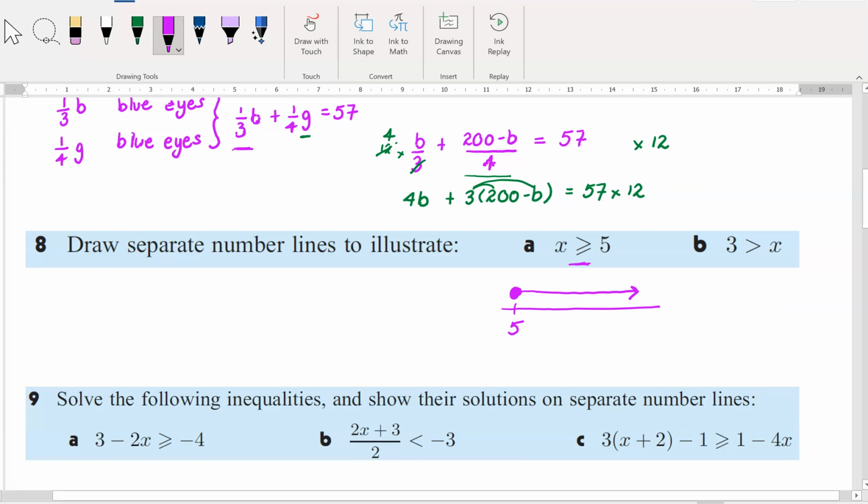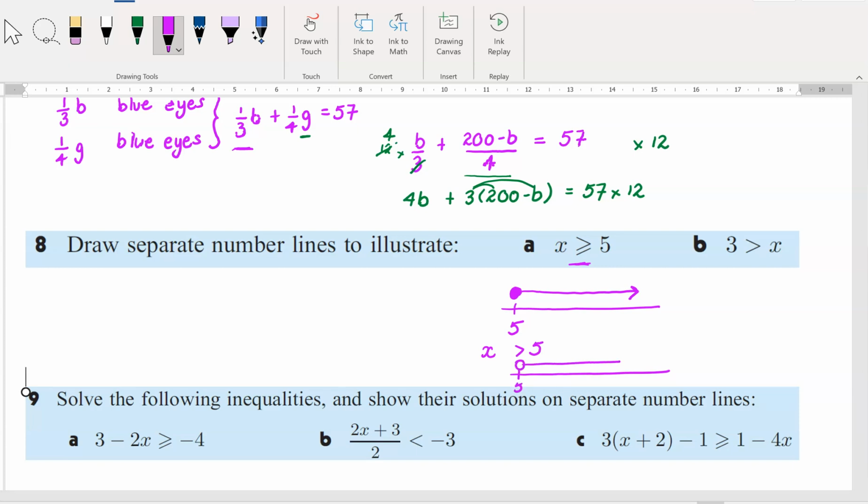If it was x is greater than 5, then we use an open dot to represent that. That means it's right up to 5, so it can be 5.00001, but it can't actually be 5, whereas the closed dot means that it can be 5.